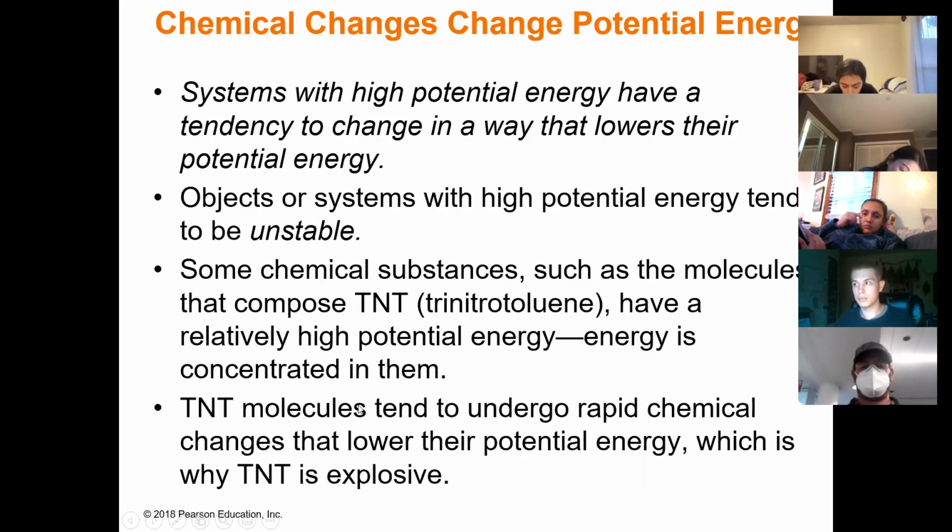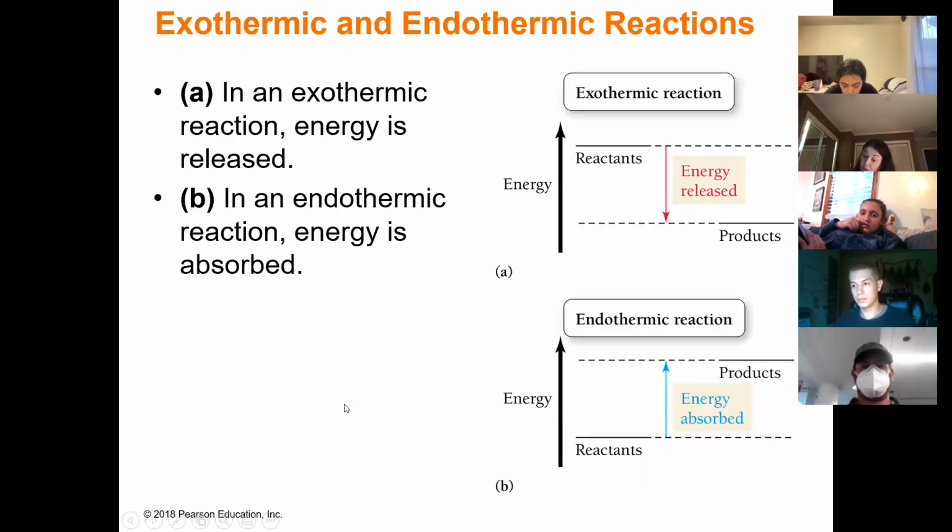So depending on your chemical reaction, if the chemical reaction is giving off heat or giving off energy, that's known as an exothermic reaction. Exo, exiting. So energy is being released into the environment. If you're releasing energy, that means that the reactants will have a high amount of energy.